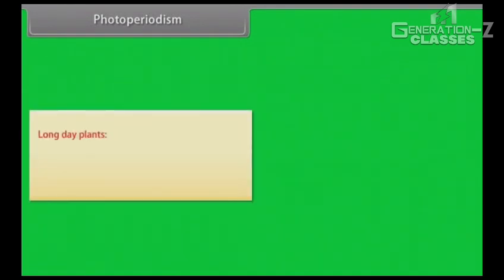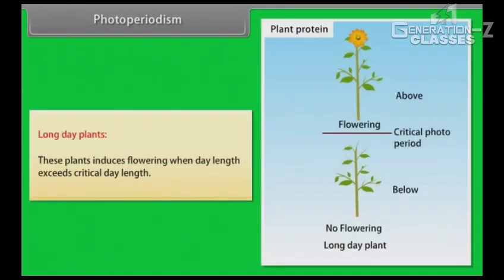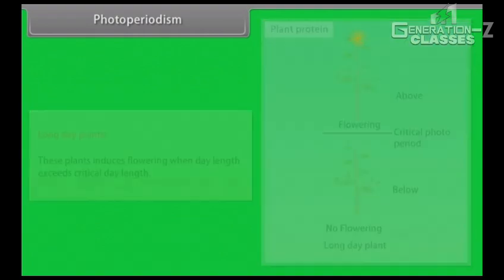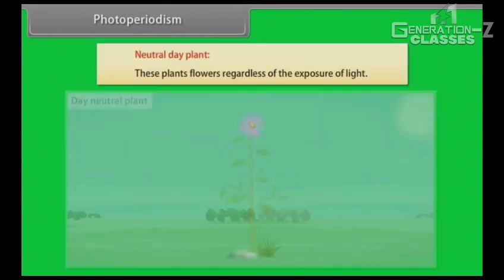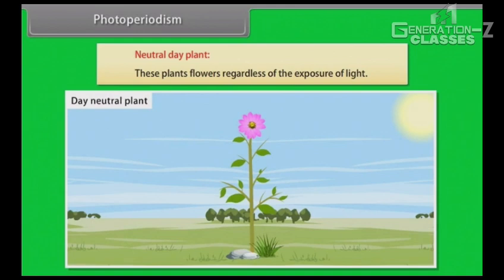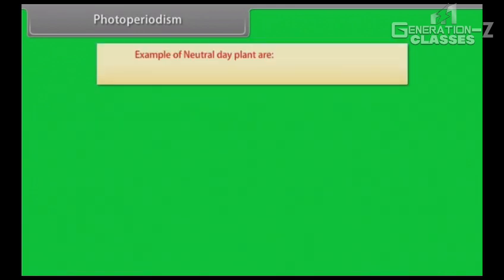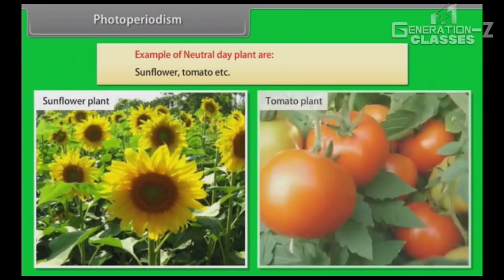Long day plants. These plants induce flowering when day length exceeds the critical day length. Examples of long day plants are barley, sugar beet, etc. Neutral day plants. These plants flower regardless of the exposure to light. Examples of neutral day plants are sunflower, tomato, etc.